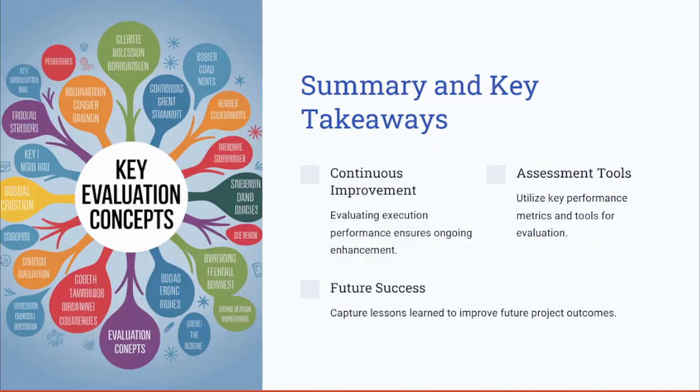To summarize our session, we said evaluating execution performance is crucial for project success. Using structured evaluation methods, organizations can enhance the efficiency, improve decision making, and ensure that lessons learned contribute to future project improvements. We saw the key performance metrics and tools for the assessment of the project execution performance, the earned value management, including the SPI and the CPI, which we are going to cover soon.